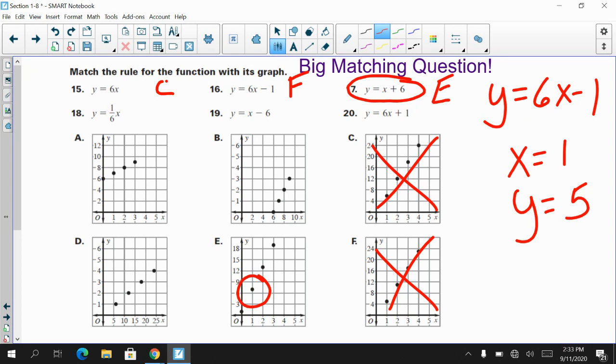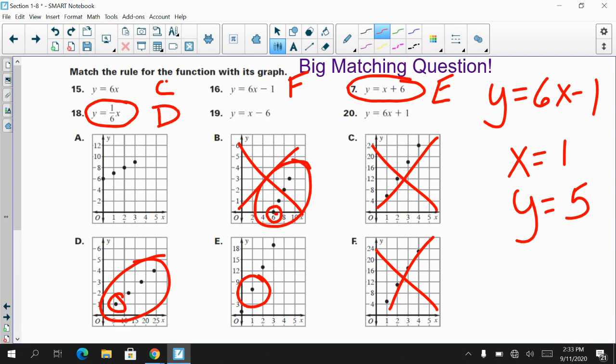For number 18, now I have a fraction. If I put 1 in for X, I'm going to get 1/6 for Y. That doesn't really make sense. So I remember seeing one of these where I'm starting at different values. So use your calculator. If you put 6, I'm looking at letter B, 6 in for X, you're going to get 1 out for Y, but that's the point 6, 1, so it can't be B. This point right here looks like 6, 1 in letter D, so that answer is going to be D.